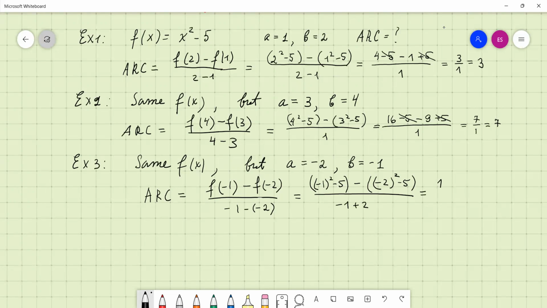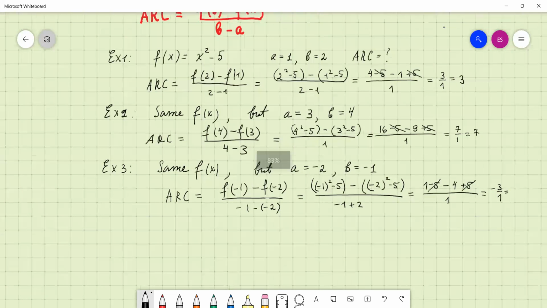Now, -1 squared is 1, -5, -2 squared is 4. So -4, minus and minus is going to give me plus. And over here, I'm going to just get 1, since 2 minus 1 is 1. So what I'm going to get here, this cancels. 1 minus 4 is -3, over 1 is going to give me -3. And my rate of change is the same as it was in example 1, but negative. The function is decreasing and the function is getting smaller, goes down.